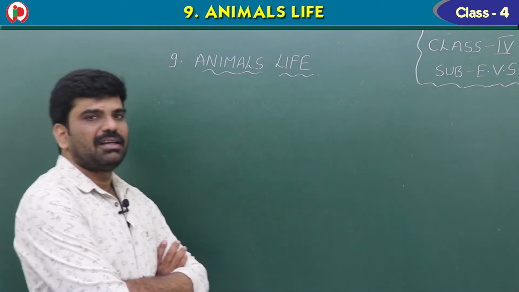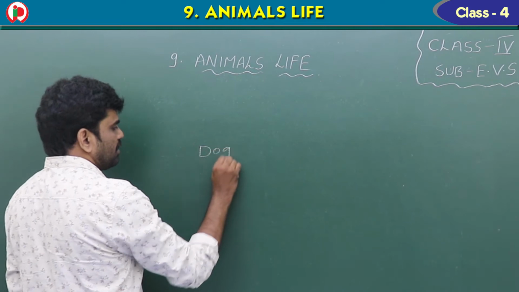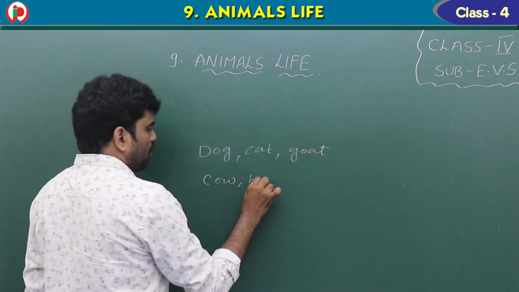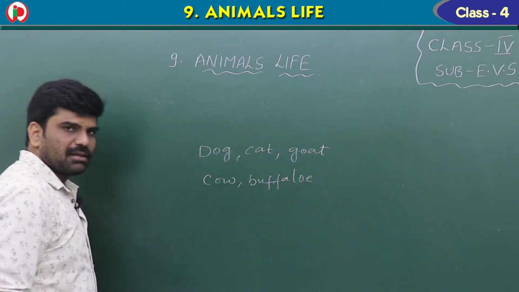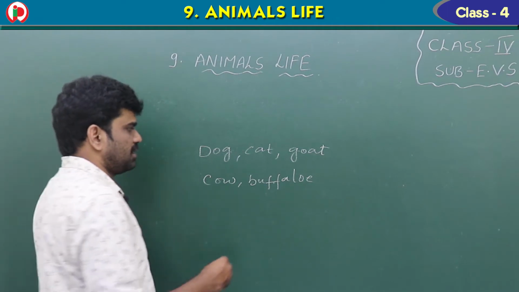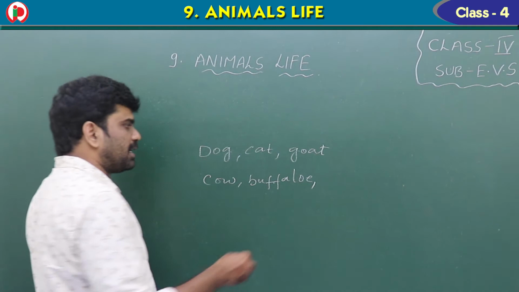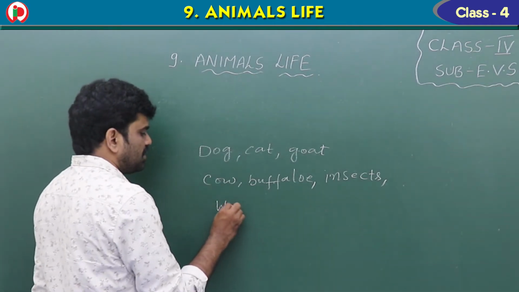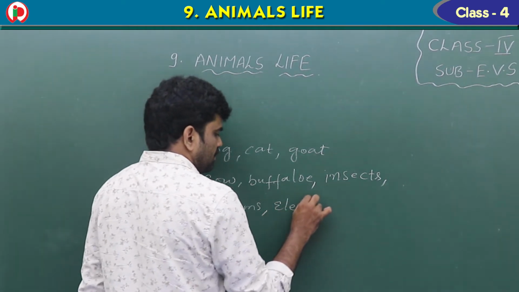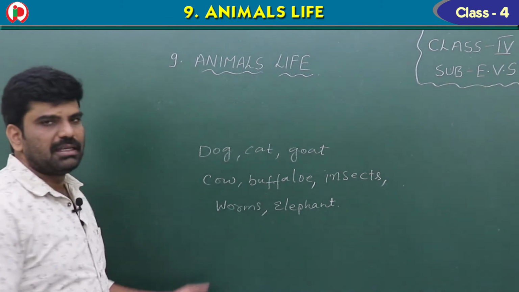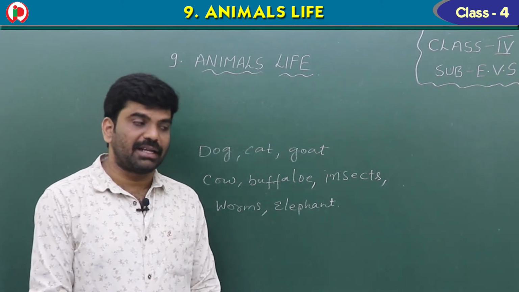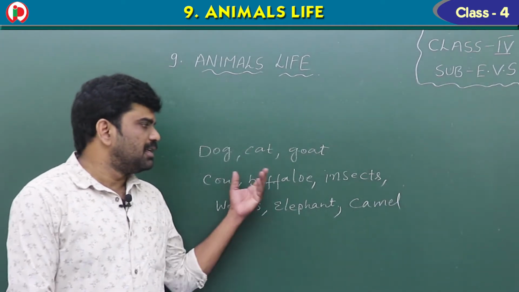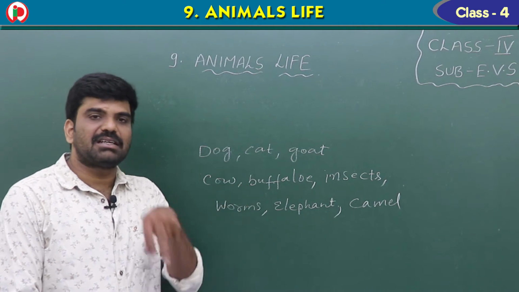Dog, cat, goat, cow, buffalo. Only this or still anyone? Yes. Buffalo. Next one. So many types of insects. Next. Worms. So elephant. So these are the animals that you see in your surroundings. Very good. Camel. Okay. But these are only a few animals that are present around us.